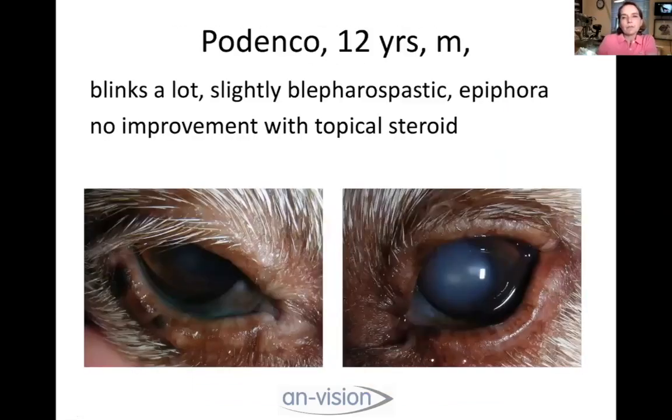So this is my first case. It's a 12-year-old Sighthound, a Podenco, and he has been blinking a lot. Actually, the owners have seen him blepharospastic, with small eyes. He has never opened his eyes. He doesn't seem to be relaxed, and he has a lot of tearing. And he has been treated with topical steroids with no improvement. This is when they show up, and you can see the clinical aspect.